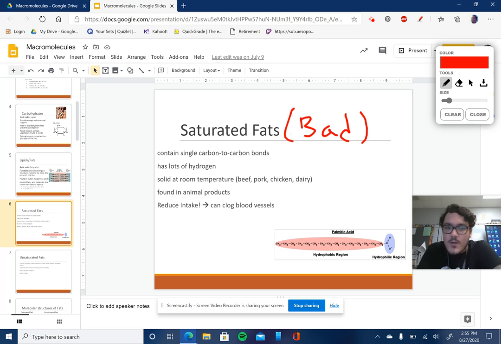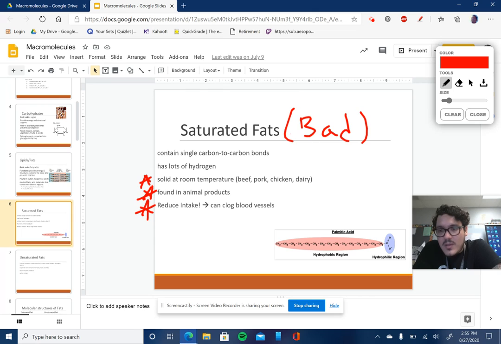That's stuff that you may learn in other classes. What I do need to know is that it is a solid at room temperature. It's found in mostly animal products, and you want to help reduce how much of this you consume. So reduce intake of saturated fats. So again, most animal products, so their meat and the things that they produce, so eggs, dairy, that's all going to be saturated for the most part.